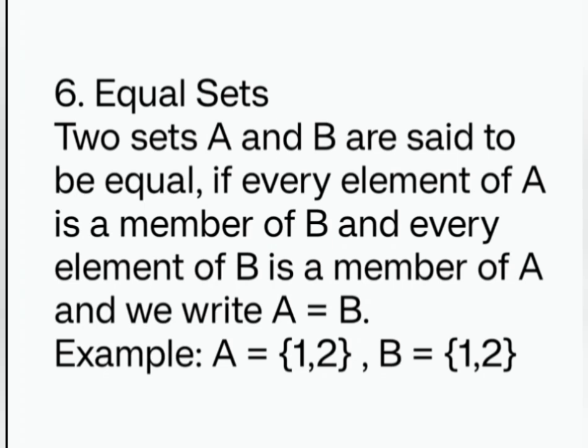Next type of sets is equal sets. Two sets A and B are said to be equal if every element of A is a member of B, and every element of B is a member of A, and we write A equals B. Example is set A equals {1, 2}. Set B equals {1, 2}.